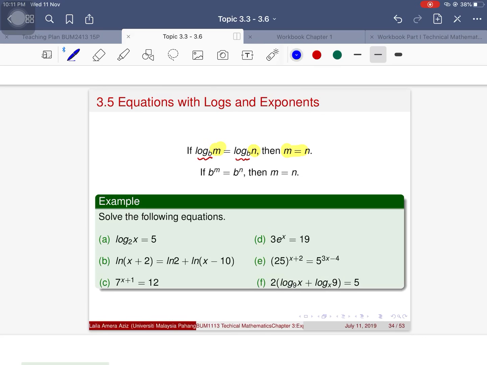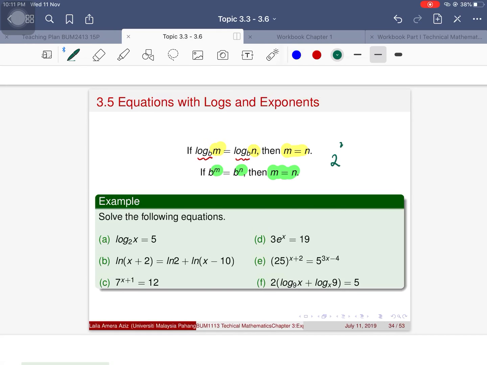And the second idea concerns indices. When you have b to the power of m, so basically you have the same base. Again, the base has to be the same, then only are they comparable, then only can you apply this. So I have base b raised to the power of m and base b raised to the power of n. Then we can conclude that the values of m and n are the same.